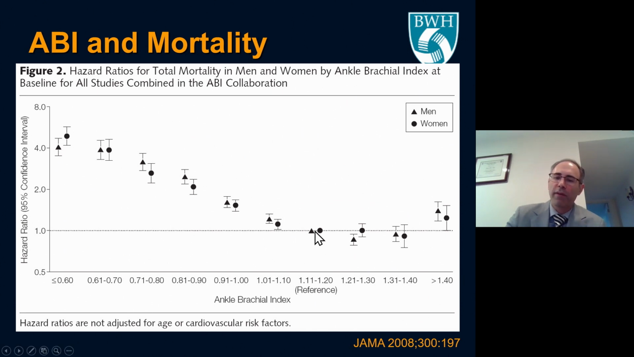Normal is probably around 1.1 or so to 1.2. You can see here, even in the 1 to 1.1 range, mortality starts going up. And we used to give people, and some studies challenge this, but we used to give people a pass if their ankle brachial index was 0.9 to 1. But clearly, that's not totally normal, because the increase in mortality is seen there. And then as that ABI drops down to 0.6 or less, the mortality goes even higher.